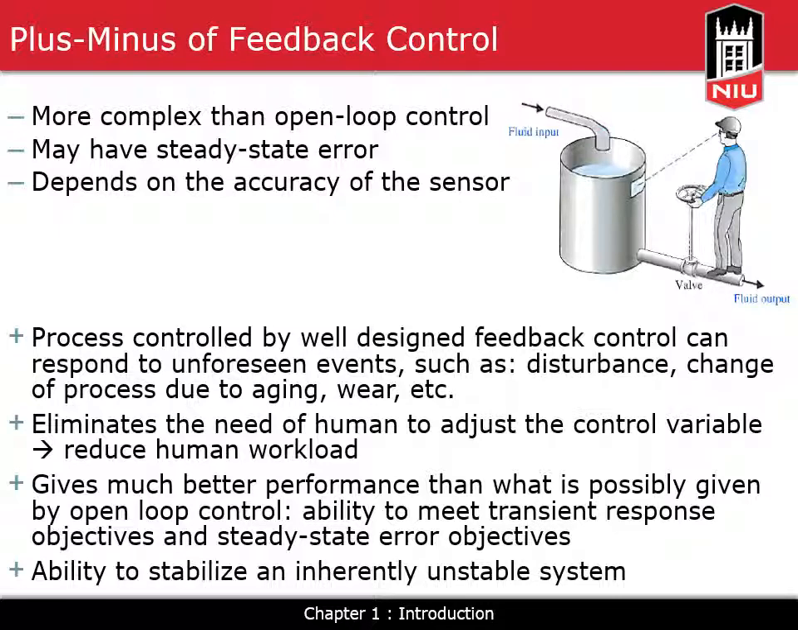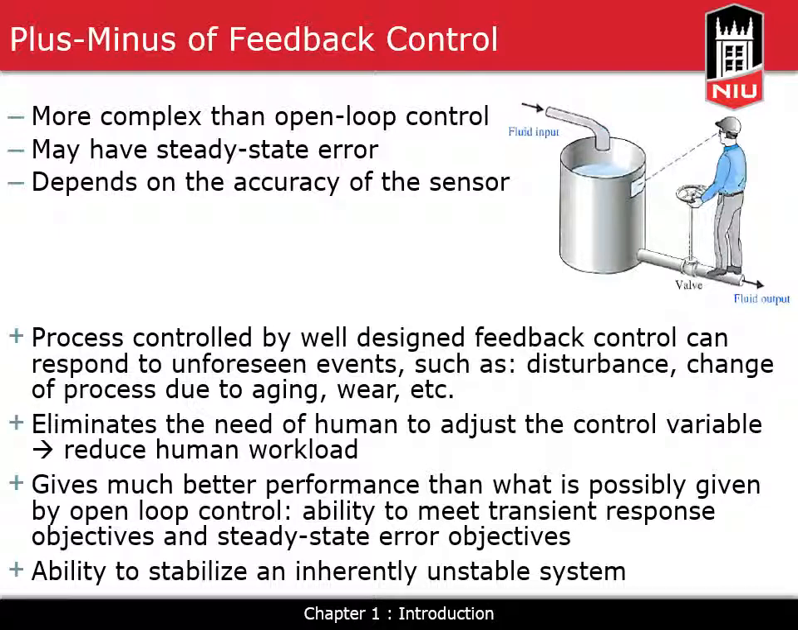And these are, again, unforeseen or unwanted events. A good feedback control can minimize the effect of all of those. Second, it eliminates the need for human to adjust the control variable. So it reduces human workload. Feedback control can be done automatically.